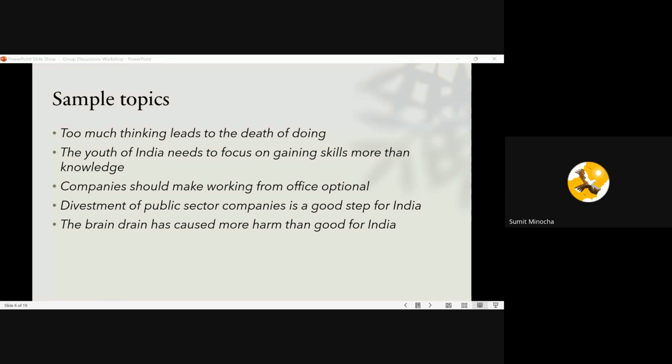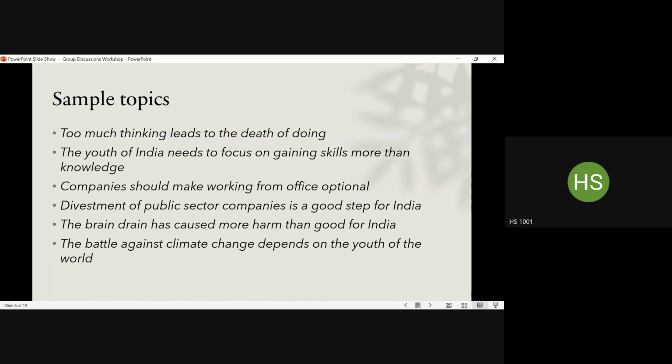Ma'am, I was saying that in the fourth point, divestment of public sector companies is a good step for India. If we just add a question mark in this, then it will become a debatable topic, right? It will, yes. That is also a very good input. Thank you, Sumit. Now, what does that question mark do? Remember when Shonali said a good step for India is a decided fact in that question? If you add a question mark, it will stop being a decided fact. It looks like a question that the panel is posing to the group. Do you think it's a good step for India? Do you not think it's a good step for India? Why? Why not? Yes, very good point, Sumit.